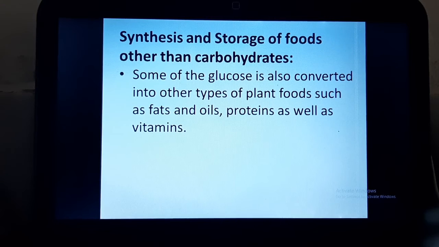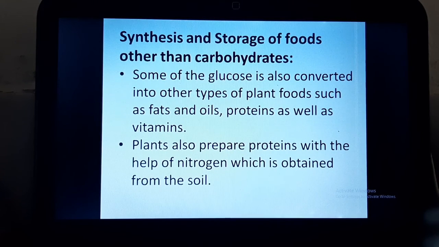Some of the glucose is also converted into other types of plant food or other components. We have studied in our first lecture of the series that foods have various components which are called nutrients, and those were carbohydrates, fats, vitamins, oils and proteins. So along with starch, some of the glucose is stored in the form of starch and some of the glucose converts into fats and oils or proteins and vitamins.